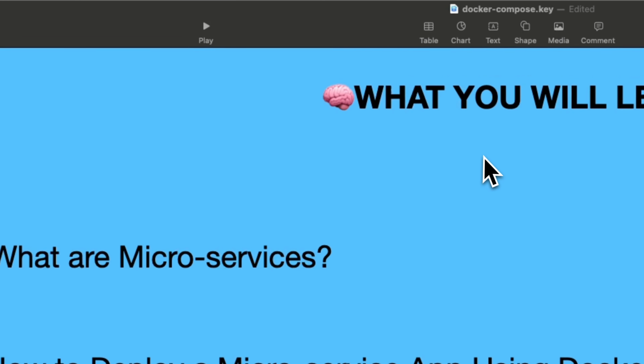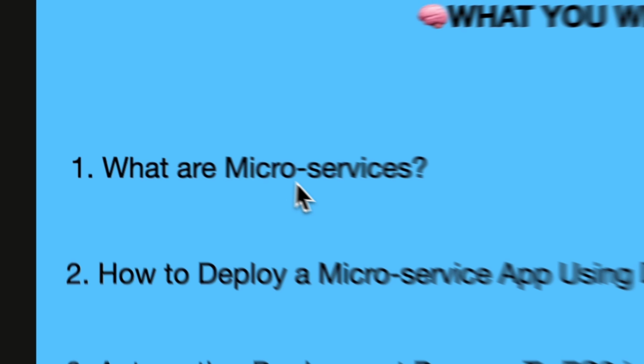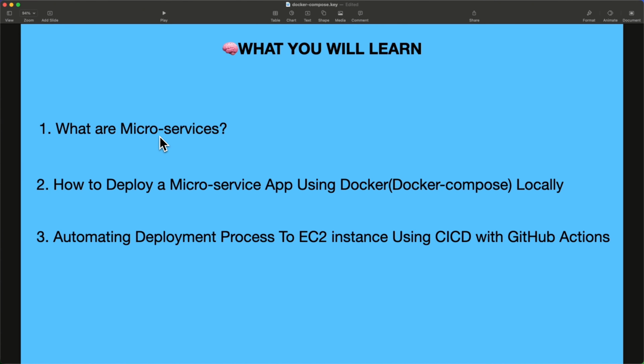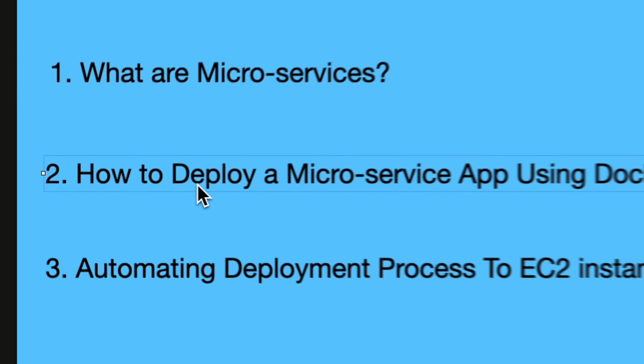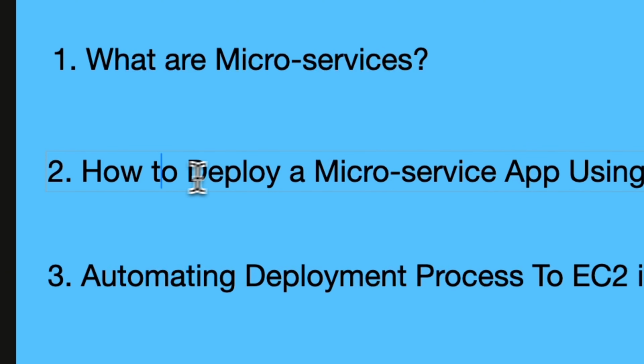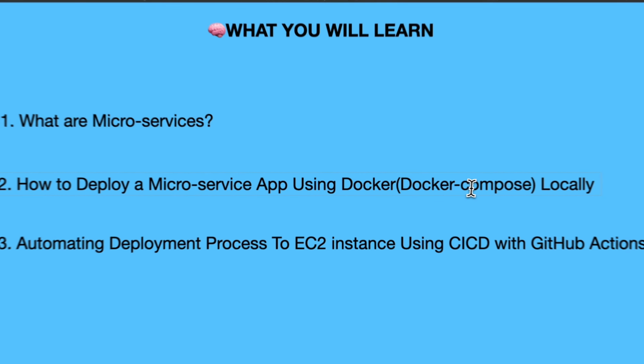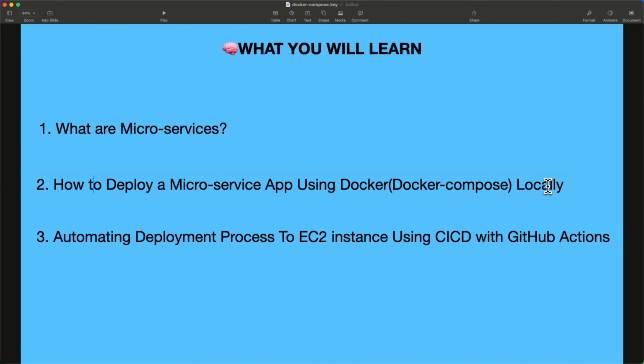What you will learn from this project are, number one, you're going to understand what microservices are, why we need microservices, and how they fit together to deploy a scalable web application. Secondly, we're going to learn how to deploy a microservice application using Docker Compose locally. Before we automate it using GitHub Actions, we want to be sure that the application is running on our local machine before taking it a step further to deploy it on AWS using GitHub Actions to automate the whole process.